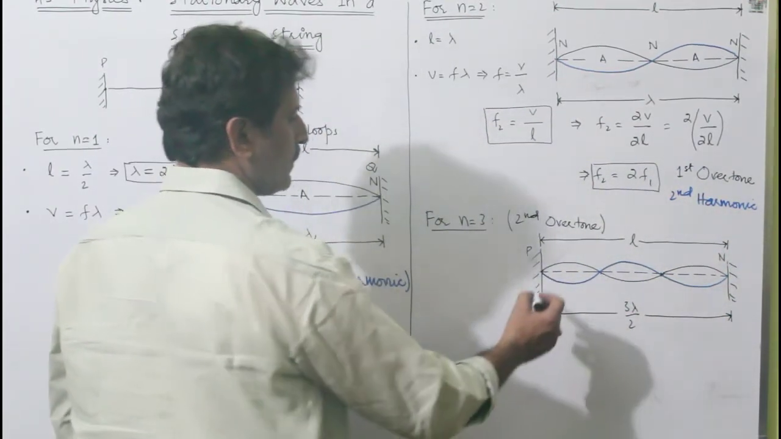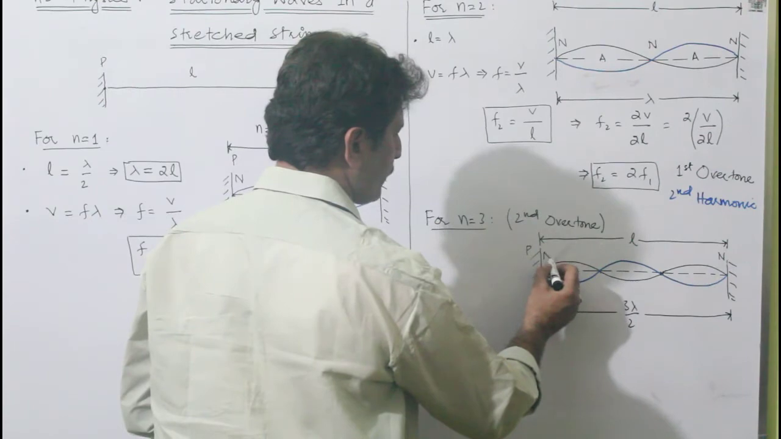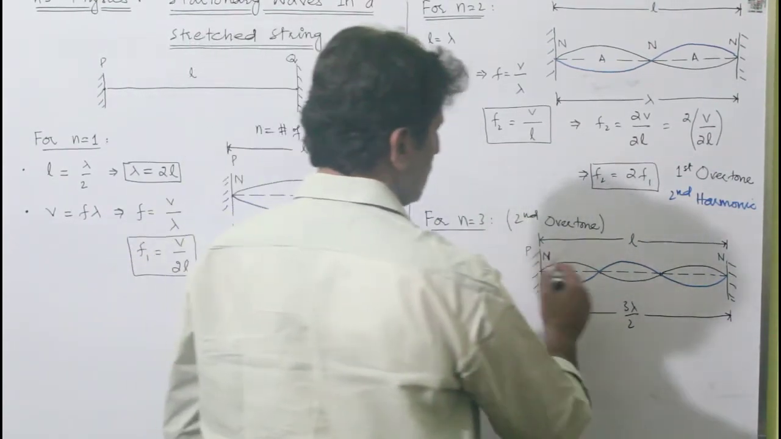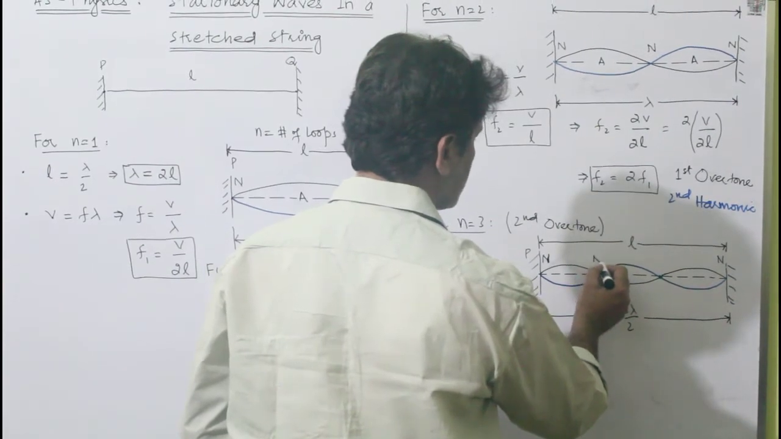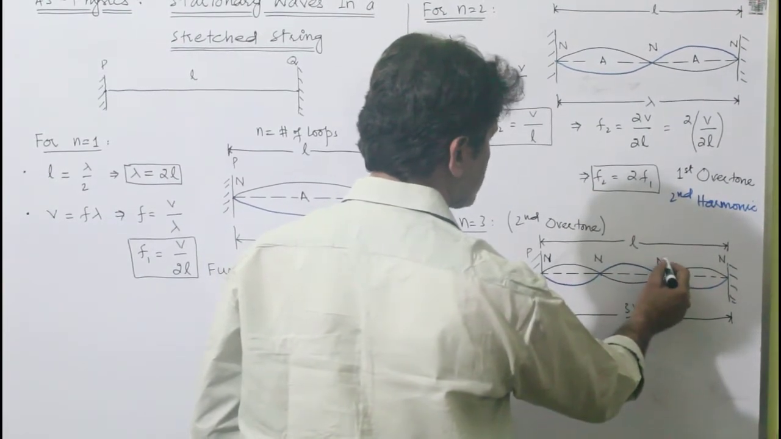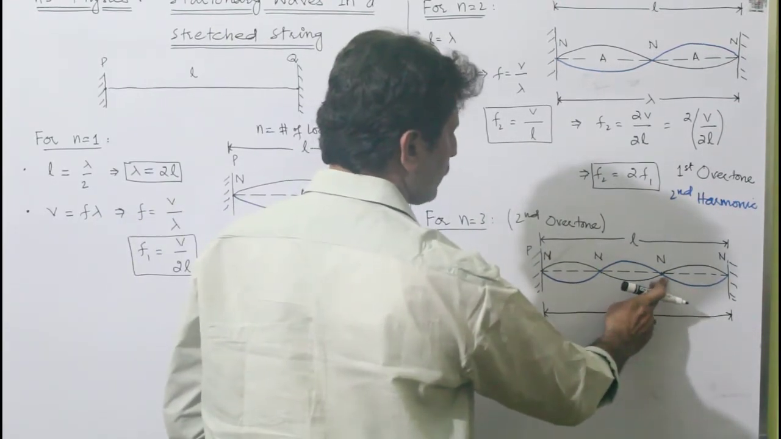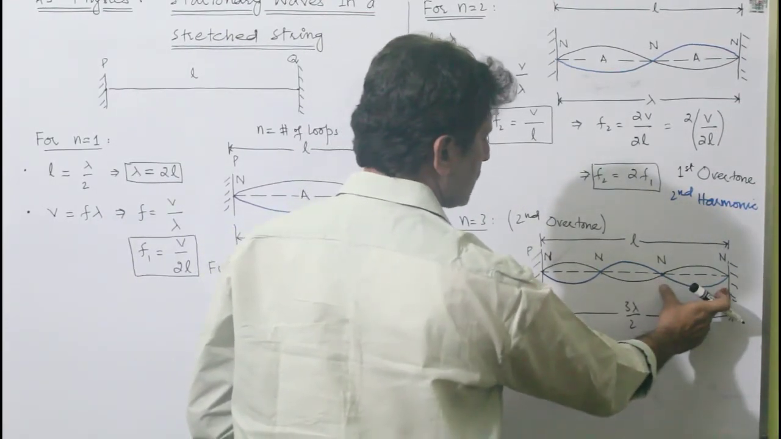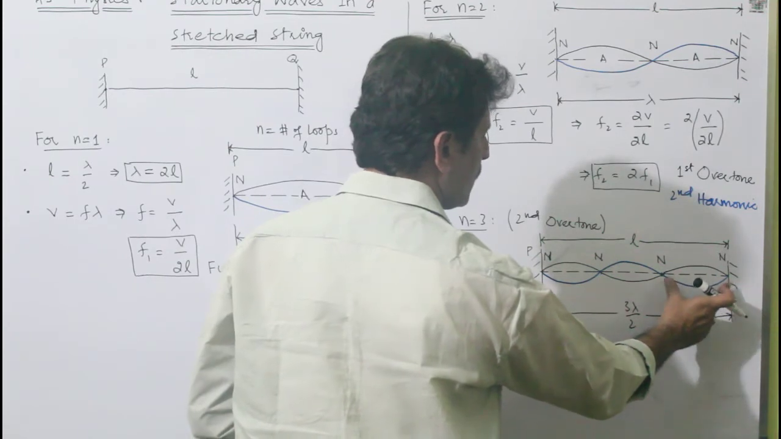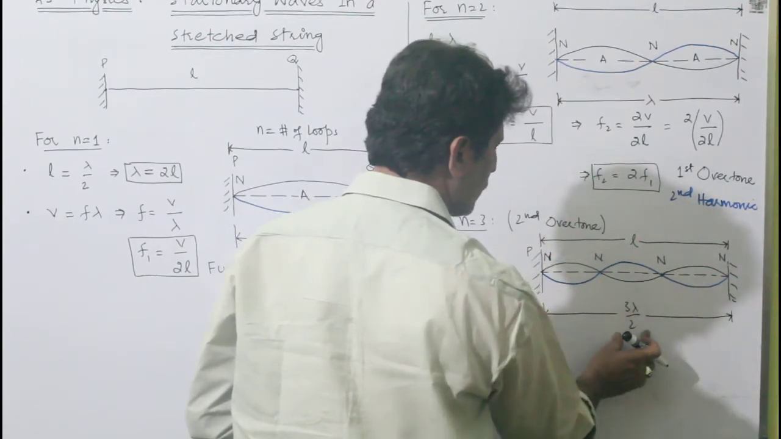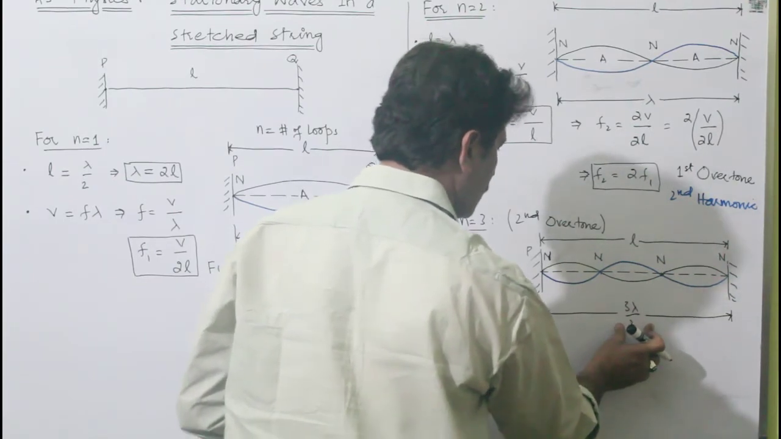I am repeating here. If we start from the first node formed at the fixed point, and it will be the second nodal position, and it is the third nodal position. Up to the third nodal position, one wave is completed, and for this last third loop, it is a half wavelength. So 1 wavelength plus half wavelength is equal to 1.5 wavelength, or 3 lambda over 2.